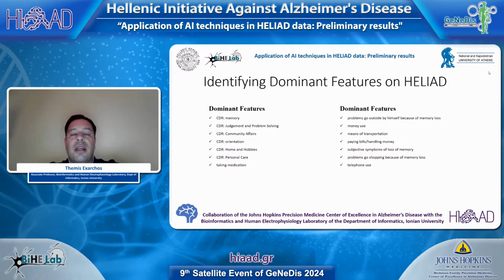Here is a sample of one of the experiments performed during the application of the AI techniques in the HELIAD study. You see some of the dominant features that have been retained and are strongly correlated with the outcome of diagnosis into healthy controls, MCI, and Alzheimer's. So you see, for example, several CDR-related features. Some others regard problems going outside by himself because of memory loss, and telephone use. There are also others. You see here some of those that have been retained at the top as being the most informative.